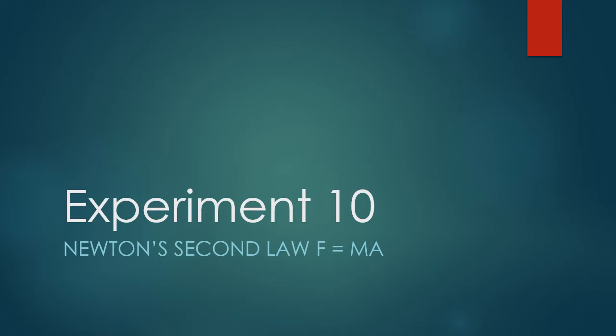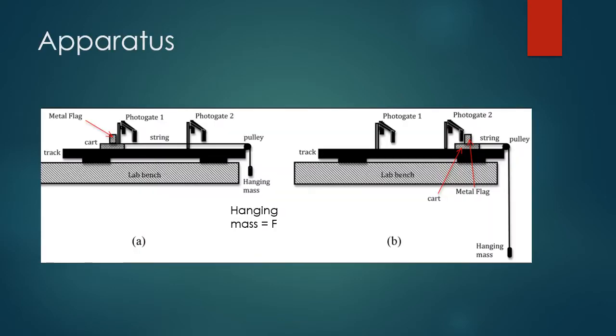In experiment 10, we're going to be looking at Newton's second law of motion, which is force is equal to mass times acceleration. Here's a diagram of the apparatus that is used in this experiment to collect the data.